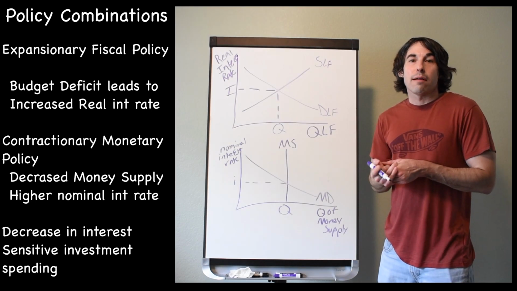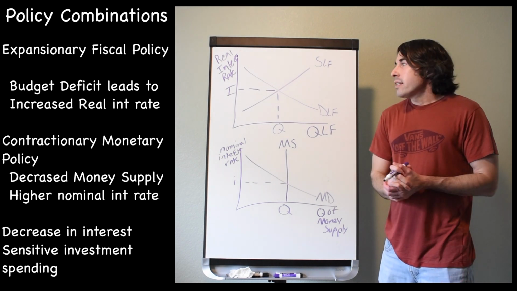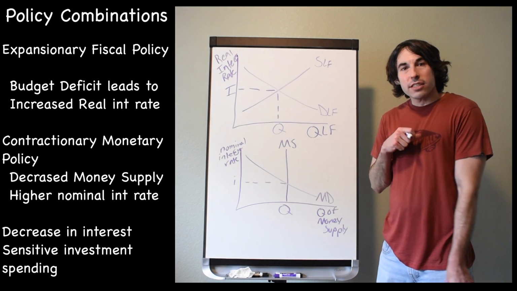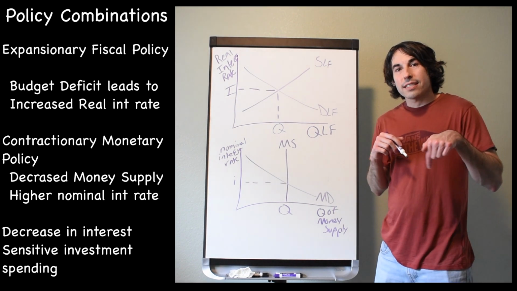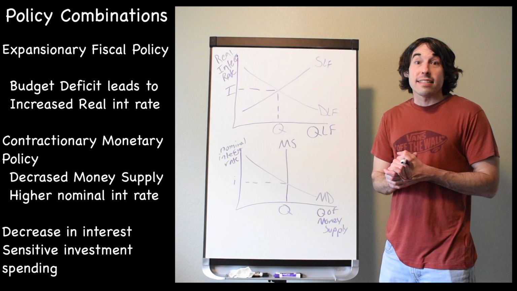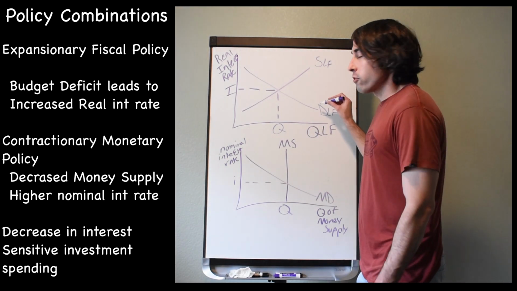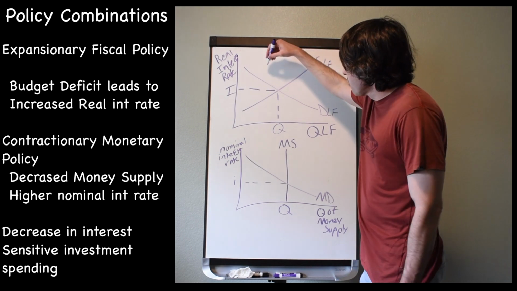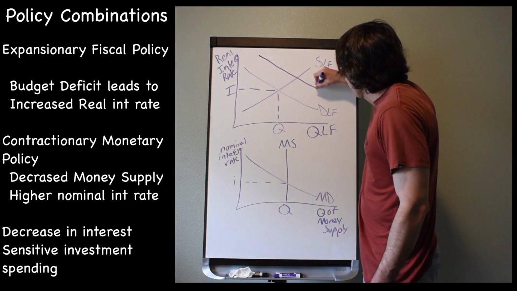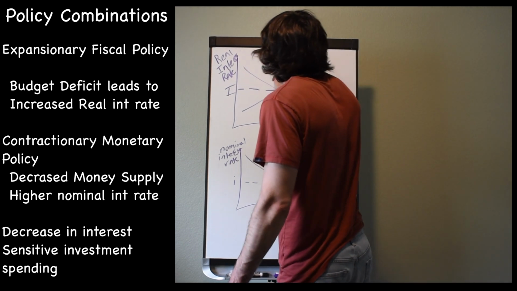Now let's look at what might happen if we had a fiscal and monetary policy that were working in opposite directions. If we have a fiscal policy that is expansionary and the government is lowering taxes and/or increasing government spending, that'll put the government budget in a deficit, which will lead to government borrowing. Remember, the demand for loanable funds is borrowing. If the government has to deficit spend and borrow more, that demand curve will shift to the right, and we'll end up with a higher real interest rate.